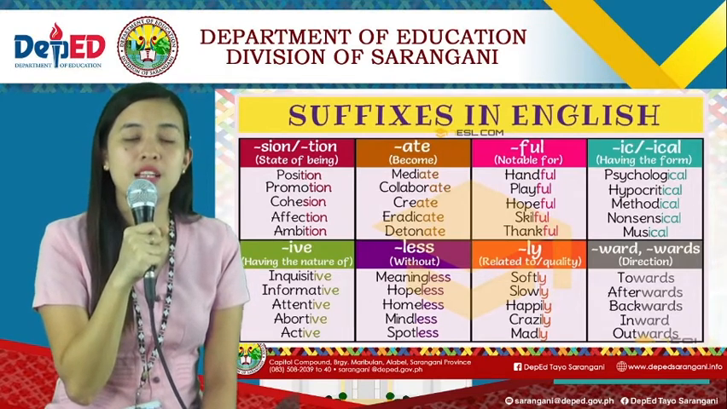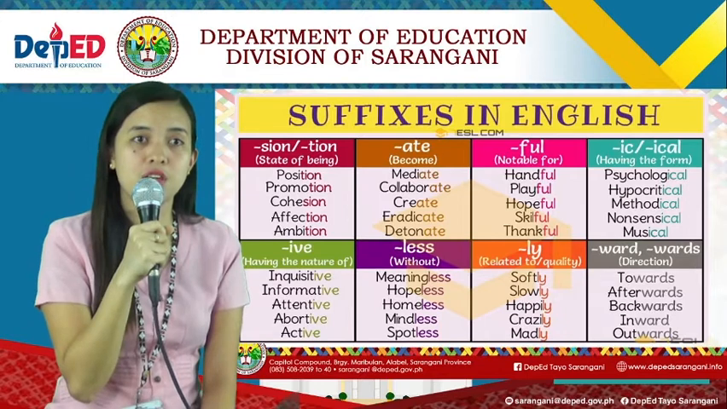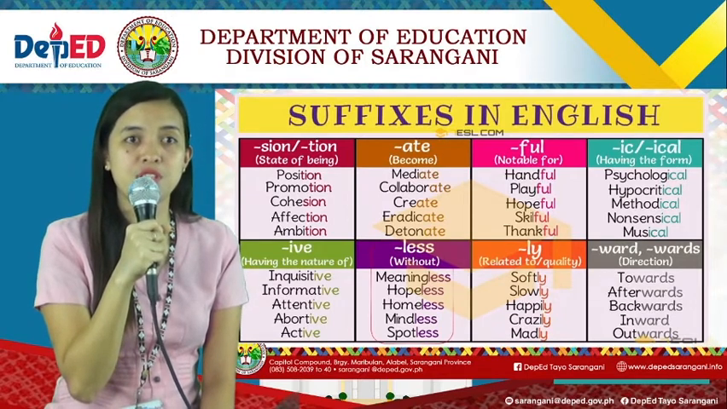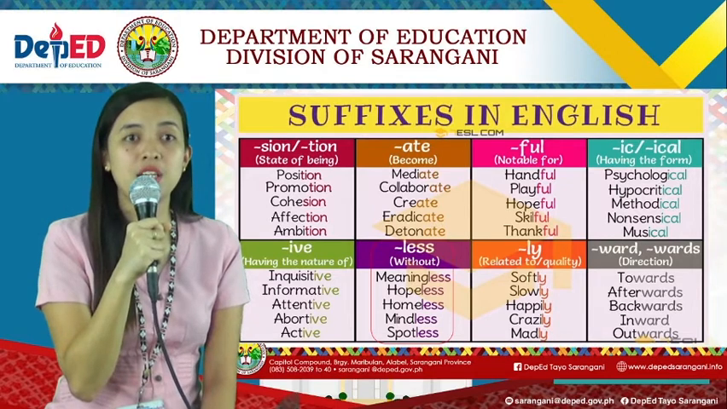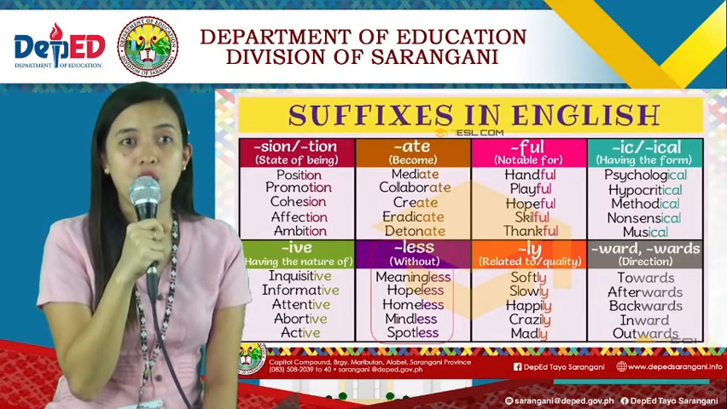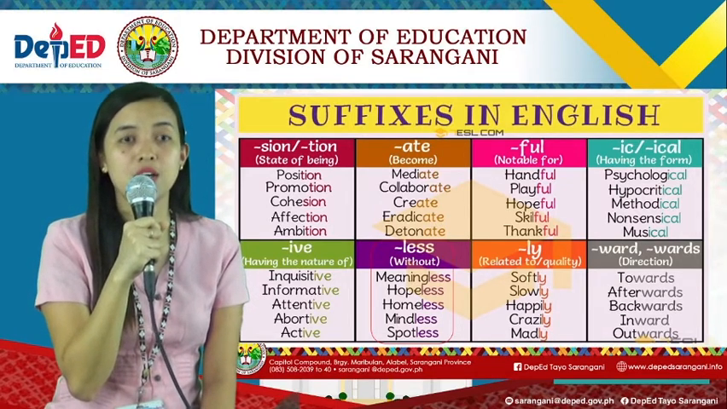So let's take a look at this example. Let's focus on "less," which means without. So we have there "meaningless." It can mean without meaning. Or we have there "hopeless," "homeless," "mindless," or "spotless."